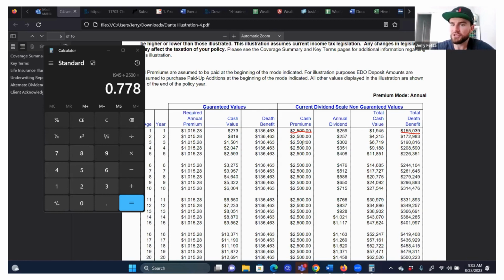I'm looking at this magic ATM machine concept. I put in 2,500, and did my cash value in the next year go up by more than that? When does that occur? Okay, so I can look at this and I can look at 2,500. So I've got 1945 the first year.